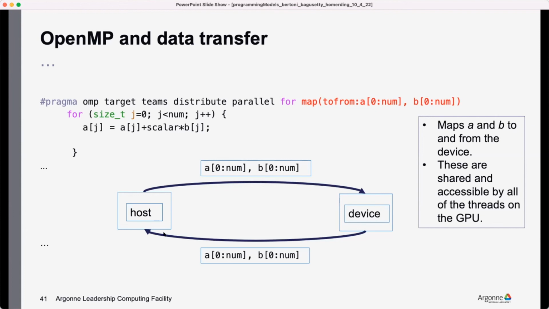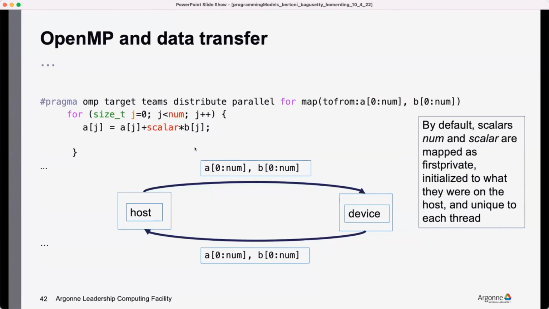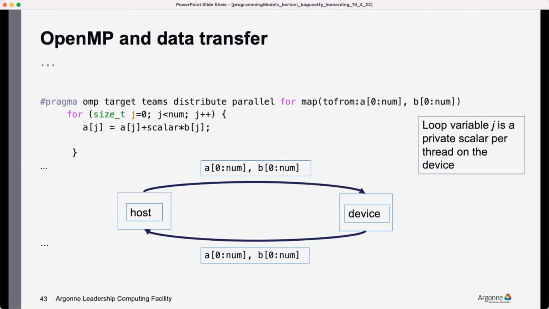And then as you can see, there are some other variables used in the target region. So these are mapped right now with the default OpenMP settings, which means that the scalars like num and scalar here are mapped as firstprivate and initialized to what they were on the host and are unique to each thread. And then loop variable J is defined in the target region and it's private to each thread on the device.